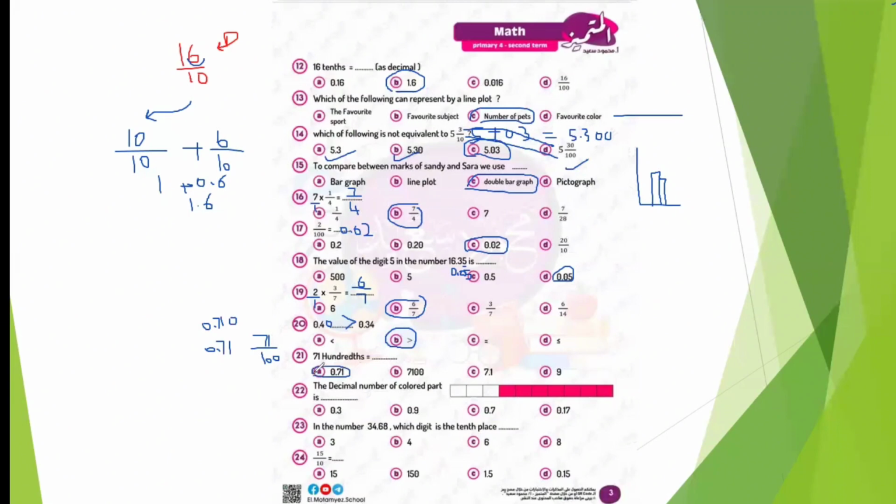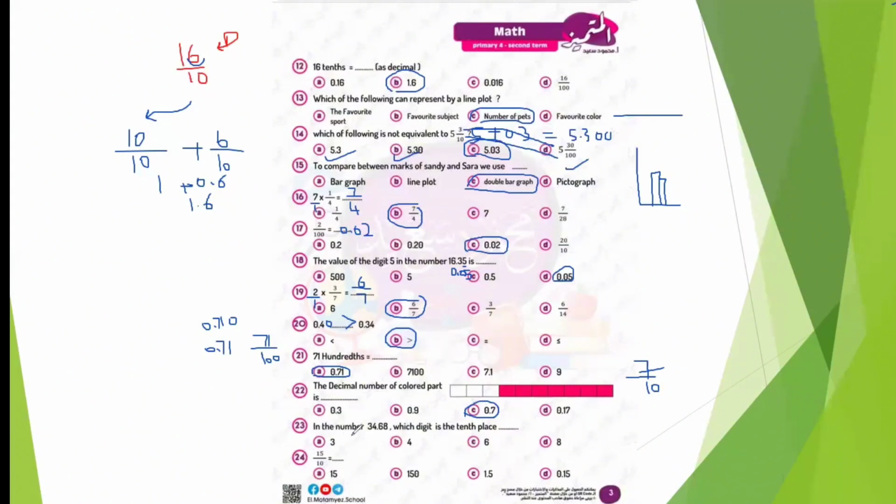22. The decimal number of colored part is, first, let's count the number of colored part. 1, 2, 3, 4, 5, 6, and 7. And let's count the total. 1, 2, 3, 4, 5, 6, 7, 8, 9, and 10. So it's 7 out of 10. I can write it as a decimal. When I write it as a decimal, it will be 0.7, 7/10.